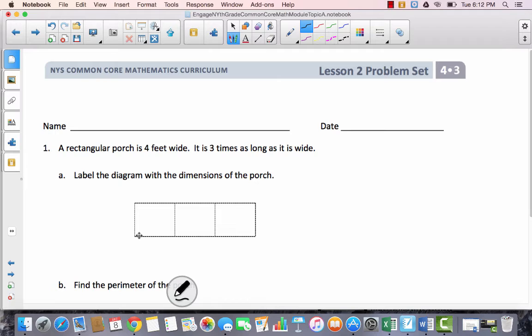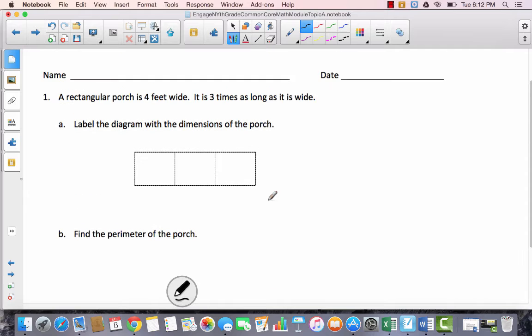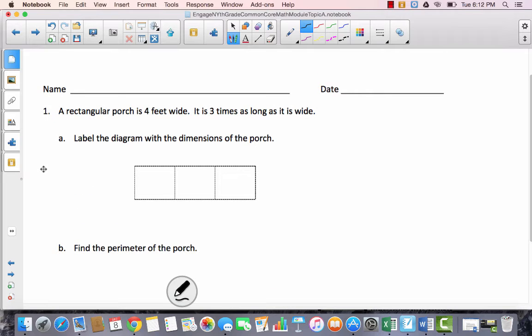So we're talking about a rectangular porch, and the porch is 4 feet wide, and it is 3 times as long as it is wide. Label the diagram with the dimensions of the porch. So if it's 4 foot wide, where do you think I would write 4 feet? Is this the length or is this the width? Usually the width is the short side, so I'm going to go ahead and make this 4 feet.